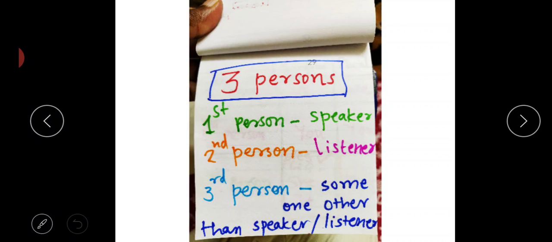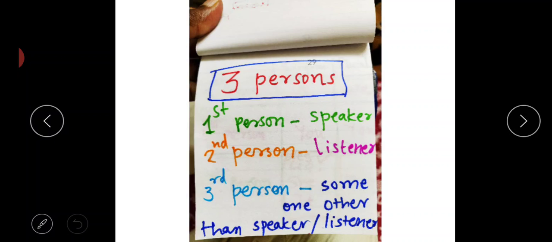So what decides whether we should add s or es to the verb or not? The basis of that is person. There are three persons in language. One is first person, the one who speaks. Second person is the one who listens, the listener. And the third person is someone other than the speaker and listener.